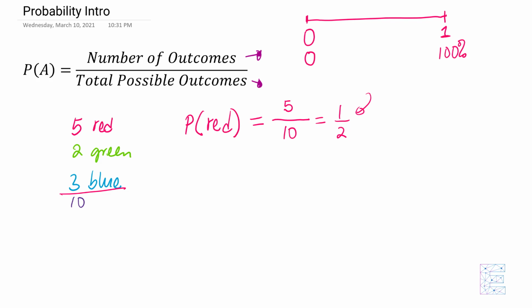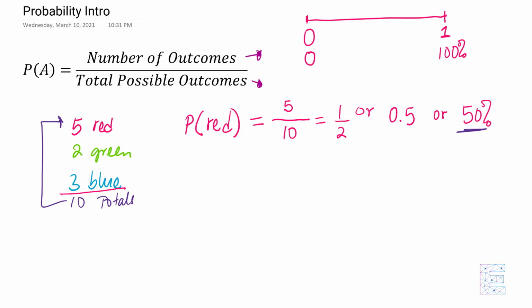So for this probability of red, we could have very easily written it as 0.5, or we could have easily written it as there's a 50% chance of us picking a red marble. And that makes sense because if we have a total of 10 marbles and half of them are red, well, that should be a 50% chance of picking a red marble.